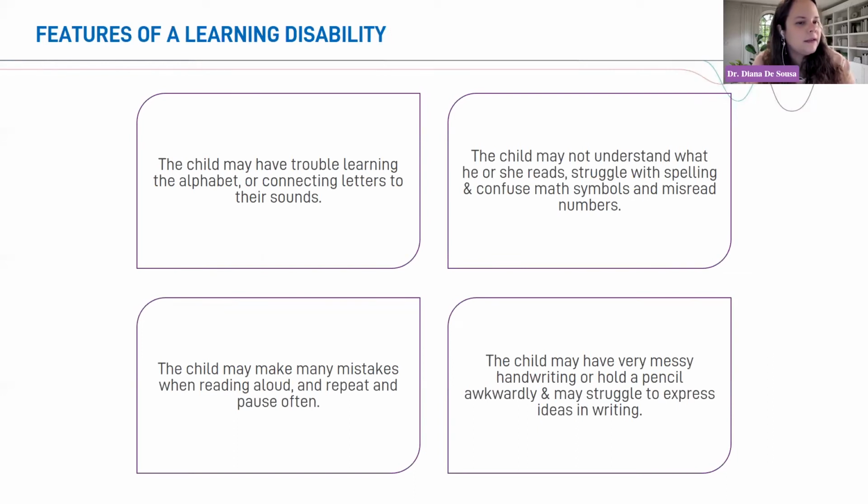here, what I've highlighted is features of a learning disability. So what I've done is I've taken very much Kiara's unpacking of the different learning disabilities, and I've just distilled them in a way to what you would view in a classroom environment. So the first is the child may have trouble learning the alphabet, connecting letters to their sounds. The child might not understand what he or she reads, struggle with spelling, confuse math symbols, and misread numbers. The child could also make many mistakes when reading aloud and repeat and pause often. They also may have messy handwriting, hold a pencil awkwardly, and may struggle to express their ideas in writing.